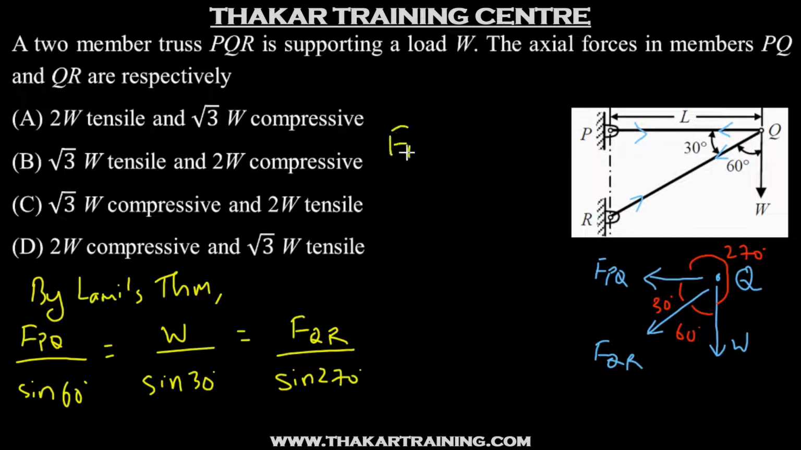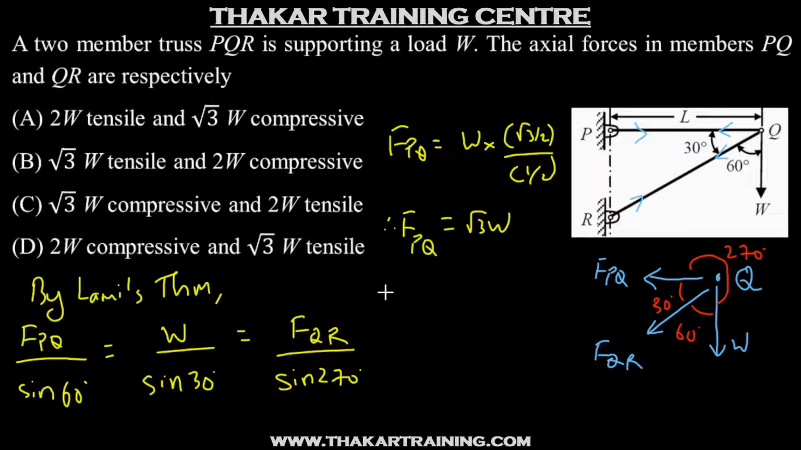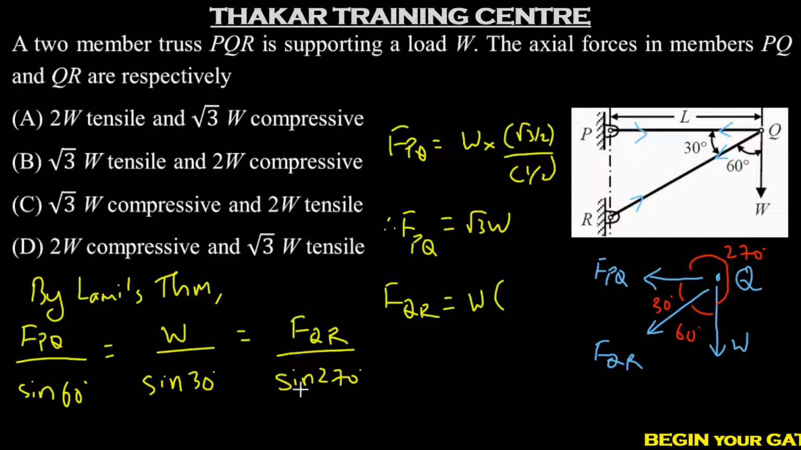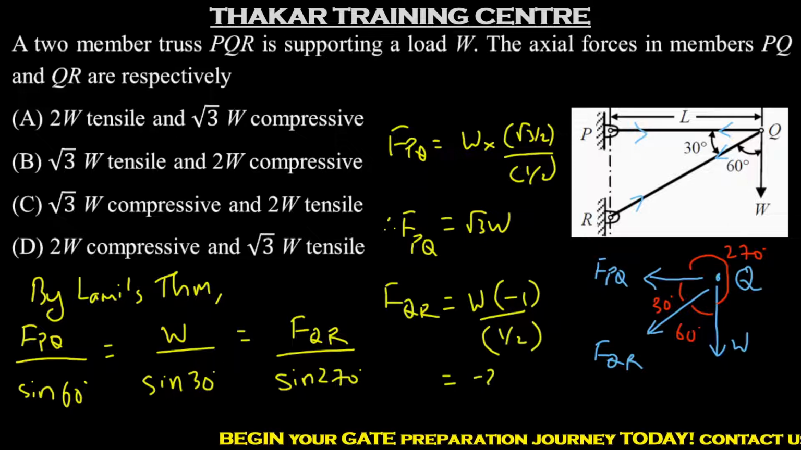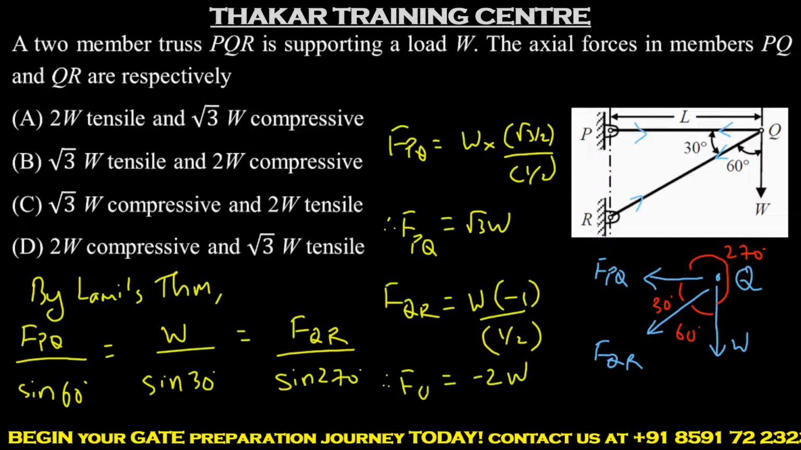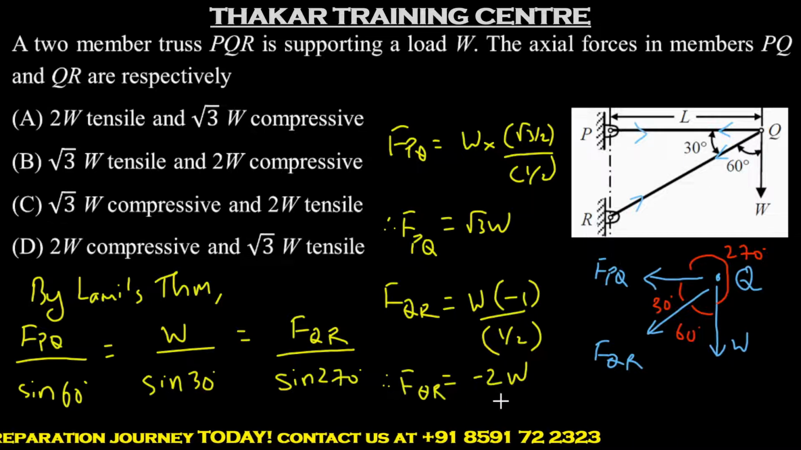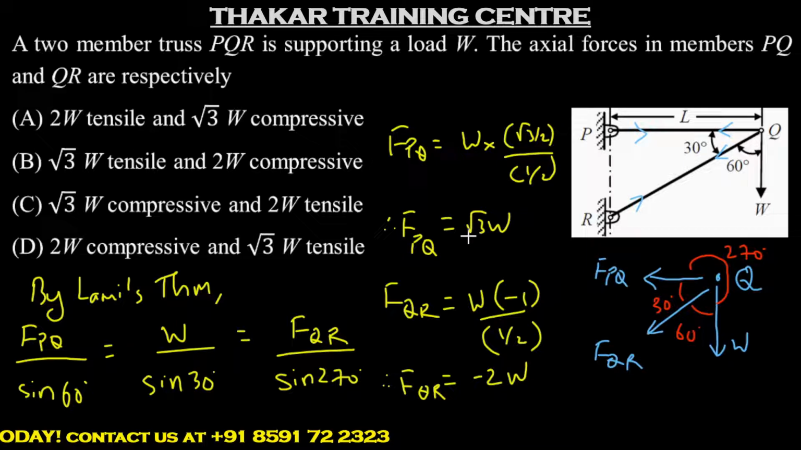So we'll have FPQ equal to W into sine of 60, which is root 3 by 2, upon sine of 30, which is half. So this is root 3 W. So we have FPQ equal to root 3 W. Similarly, FQR will be equal to W into sine of 270, which is minus 1, upon sine of 30, which is half. So we get this as minus 2W. We get FQR equal to minus 2W. So for FPQ, the magnitude is root 3 W, and for FQR, the magnitude is 2W.